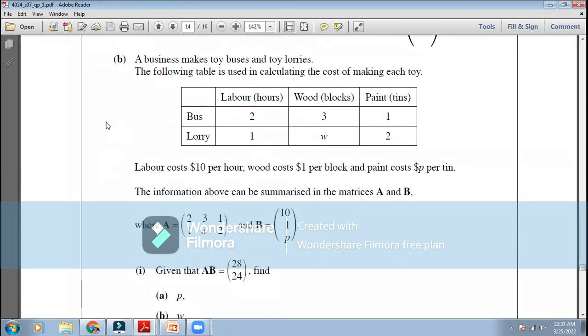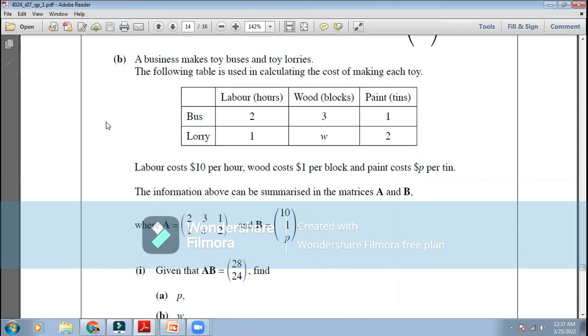So here we have a business that makes toy buses and toy lorries. The following table is used in calculating the cost of making each toy. So for bus, the labor is 2 hours, wood blocks 3, paint 1. For lorry, the labor hours are 1, the wood block takes W, and the paint takes 2. So labor cost is $10 per hour, wood cost $1 per block, and paint cost P dollars per tin.